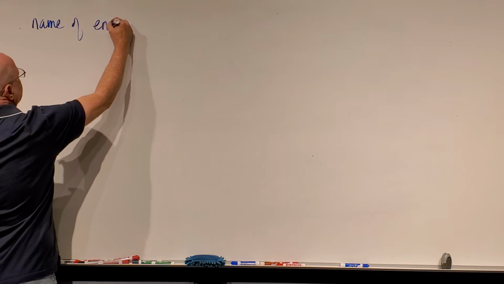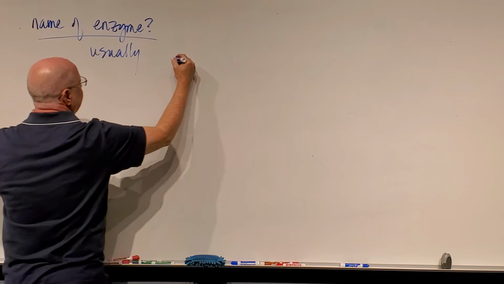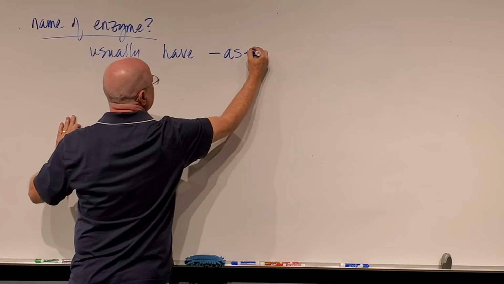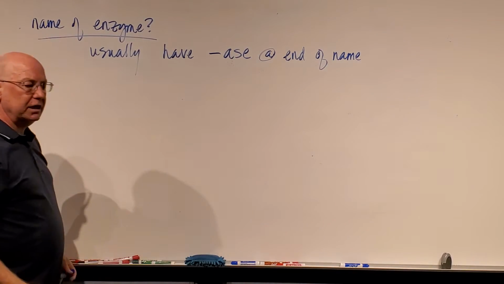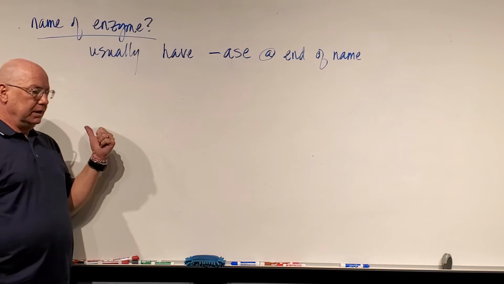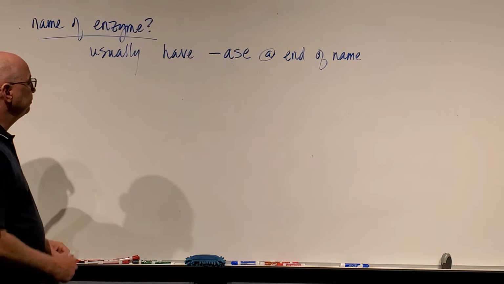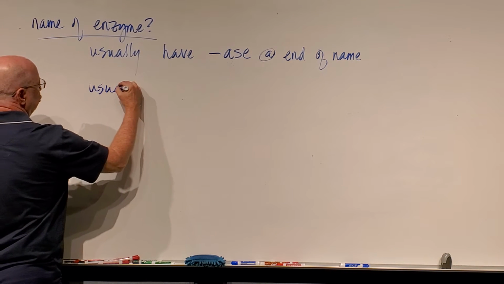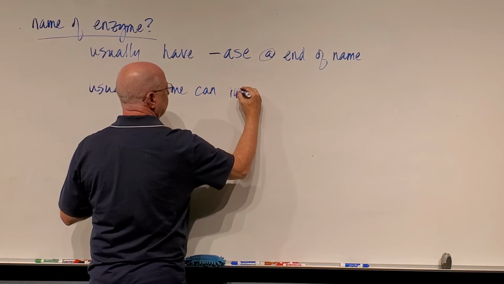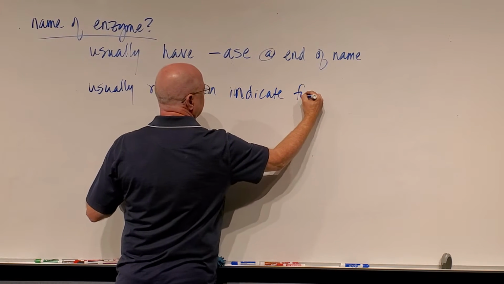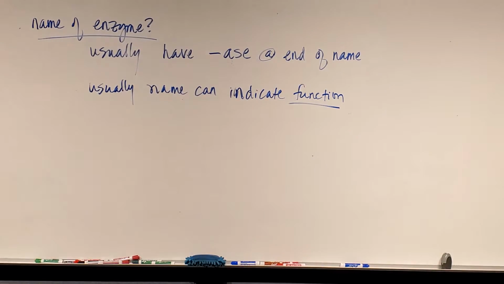Now, the name of the enzyme. How are enzymes named? They usually, not always, but they usually have ASE at the end of the name. Almost all enzymes are going to end in ase, like lipases, saccharidases, nucleases, proteases, peptidases. And usually, not always, but usually, the name can indicate the function. What is the enzyme function, or what is the enzymatic activity that takes place with this enzyme?